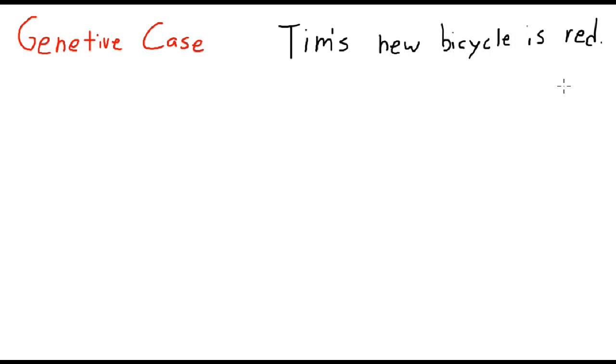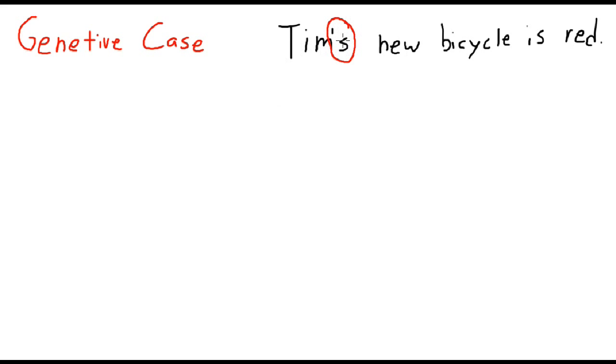Could say, Tim's new bicycle. Tim's new bicycle is red. Alright, Tim's new bicycle is red. Well, what genitive case is in this sentence is this part here, the apostrophe S. That's exactly what genitive case is. Tim's new bicycle is red.